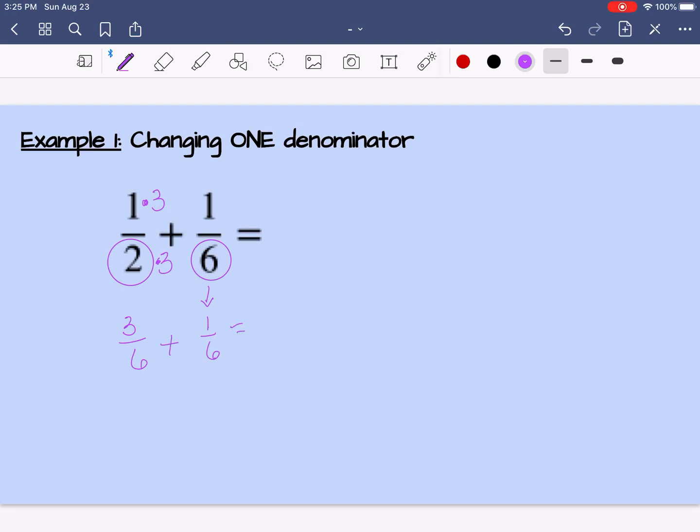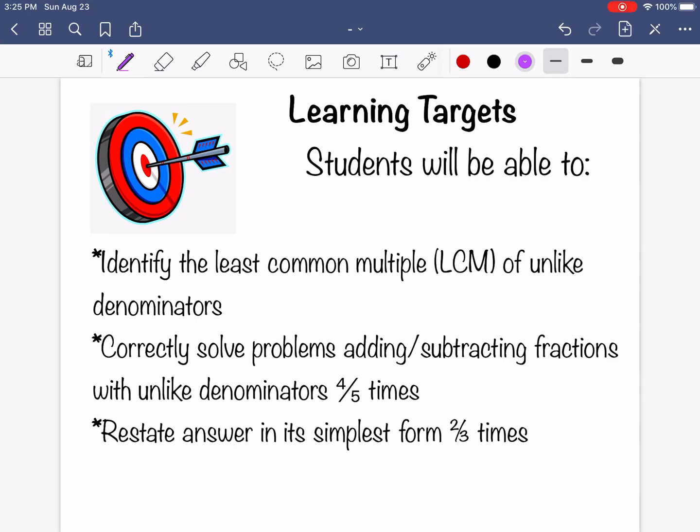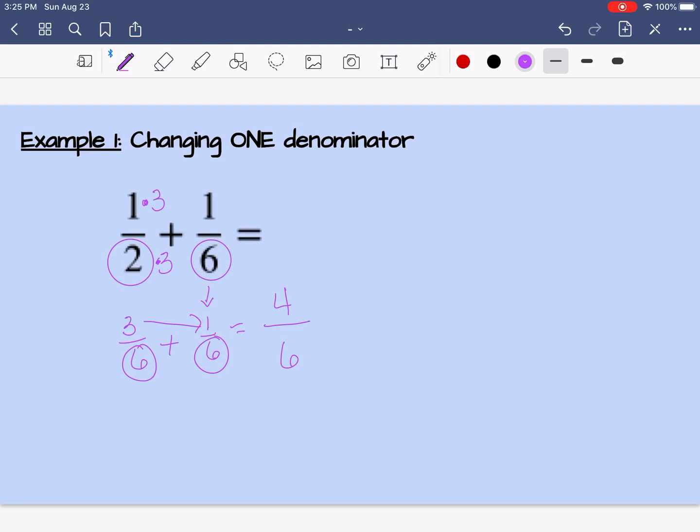Okay, another reminder, denominator stays the same. So 6 is our denominator, and then we add the numerators together. 3 plus 1 is 4. So our answer is 4 over 6. However, remember our third learning target. Restate the answer in its simplest form. Well, we need to reduce this.